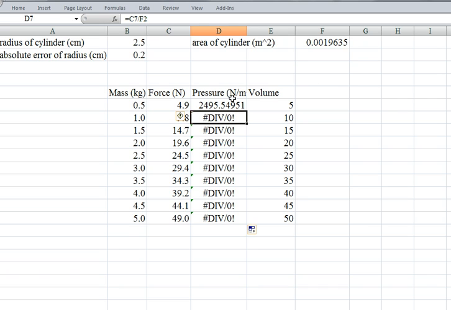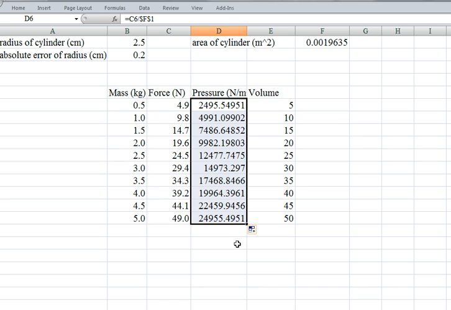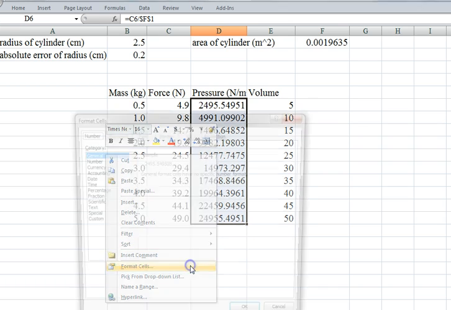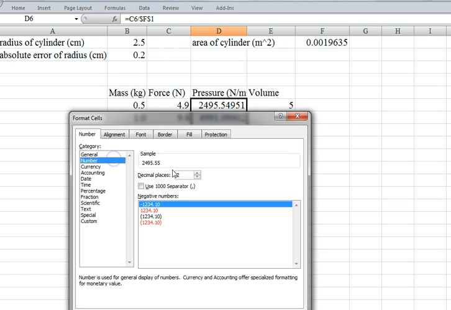So instead of writing C6, my force, divided by F1, I'm going to put dollar signs in front of the F and in front of the 1. What that tells Excel to do is to always use this number. And I get the same result, but now if I take this and drag this down, my numbers make sense. Okay, and I'm going to go ahead and get rid of my decimal places.